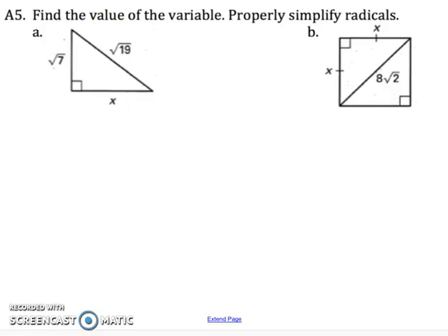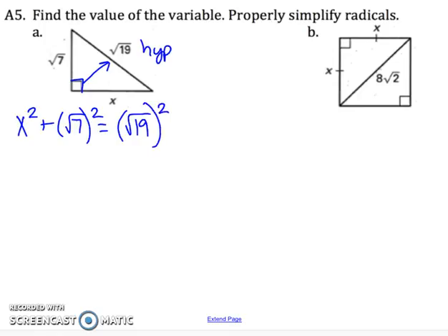For problem number 5, it says find the value. So I'm going to set up the Pythagorean theorem because I can see that I have a right triangle. My hypotenuse is always across from the right angle, so this is my hypotenuse. If I set up the Pythagorean theorem, I have my first leg squared plus the second leg squared equals my hypotenuse squared. That gives me x squared plus, now the square root and square cancel, that's 7. The square root and square cancel, that's 19. If I subtract the 7 over, I get x squared equals 12.